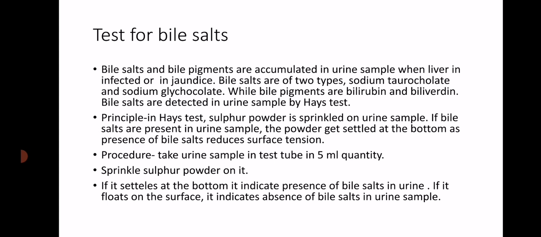So if there is a liver infection or jaundice or hepatitis, in that case, there is a possibility of accumulation of the bile salt as well as bile pigment in the urine sample. Bile pigments are bilirubin and biliverdin. They will also be tested by Fouchet's test. You have to take urine sample, then add barium chloride solution equally. You will find the yellowish whitish precipitate.